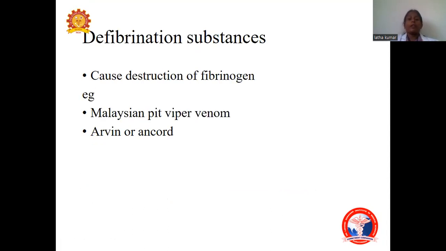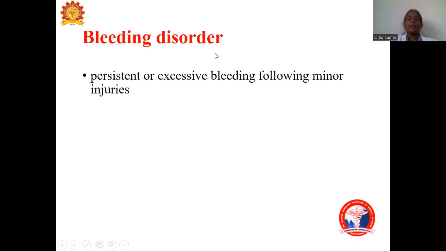So next, defibrillation substances. They cause the destruction of fibrinogen. Examples are Malaysian pit viper venom, Arvin or Ancod. Bleeding disorders: persistent or excessive bleeding following minor injuries.